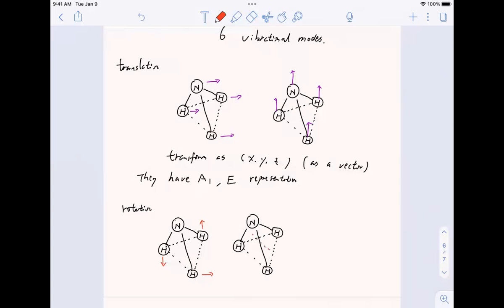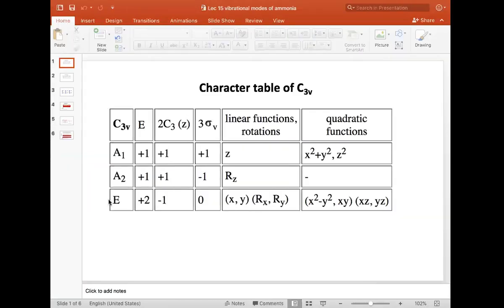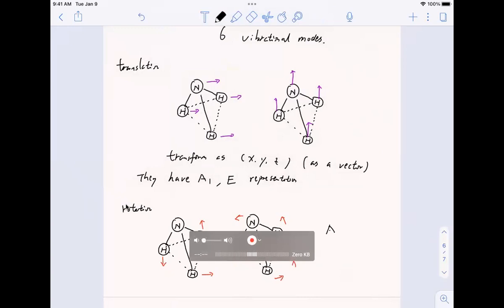Maybe if this is the X-axis, then the rotation will be something like this. Okay, rotation. It may not be accurate here, I just randomly drew it. Okay, so they will have A2 and Y representation. They will occupy A2 and Y representation.